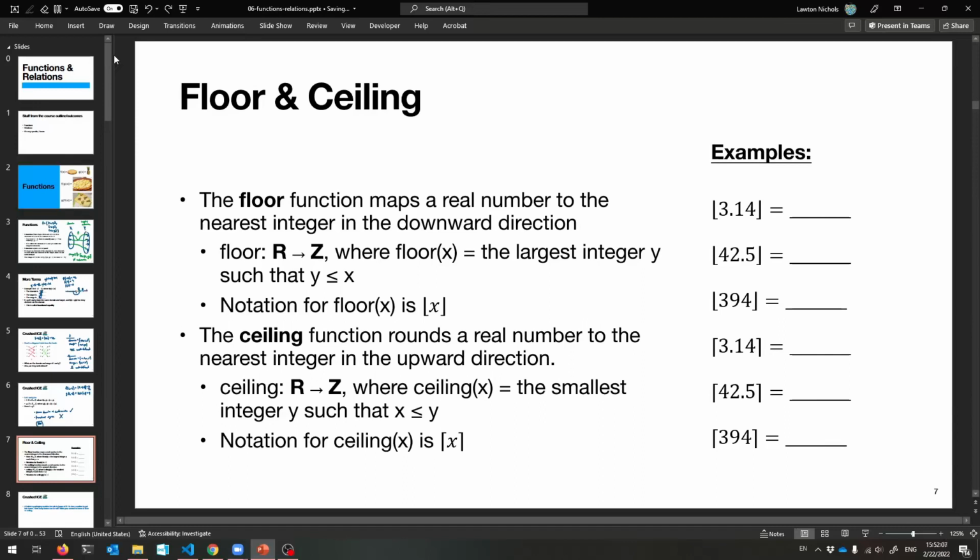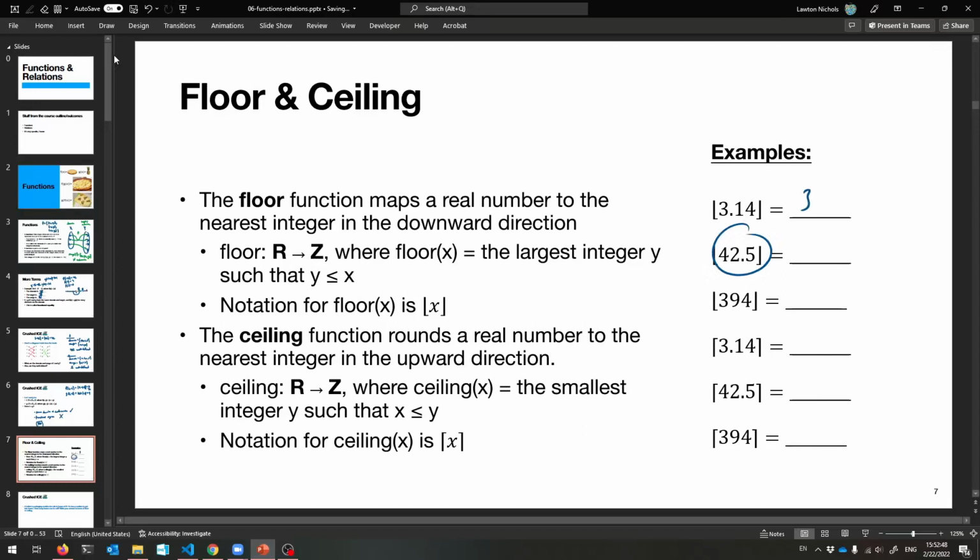So the floor function takes a real number, so something with decimal places, to the nearest integer in the downward direction. So it never rounds up, it always rounds down to the nearest integer, okay? So it takes real numbers to integers. And floor of x is the largest integer y such that y is less than or equal to the input x, okay? And the notation is kind of cute. You take the number and then you draw some walls, and those little indents are the floor. Isn't that nice? So for example, the floor of 3.14 is just go down to the nearest integer, positive 3.